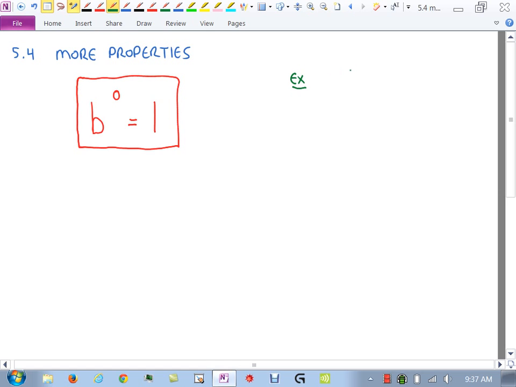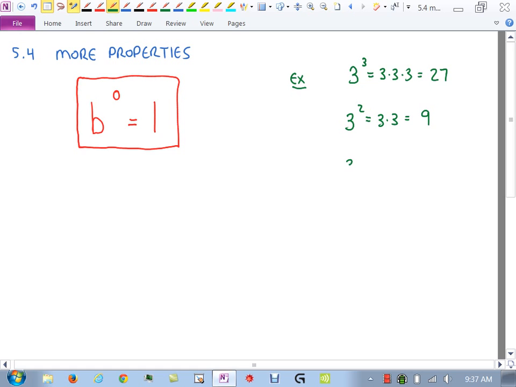What would 3 to the 3rd power be? Well, that's 3 times 3 times 3, isn't it? And that's 27. Do you agree? Okay, what is 3 squared? Well, that's just 3 times 3, which is 9, right?